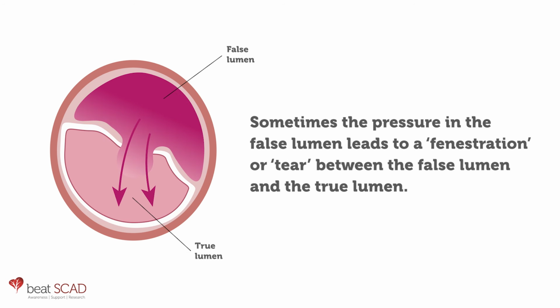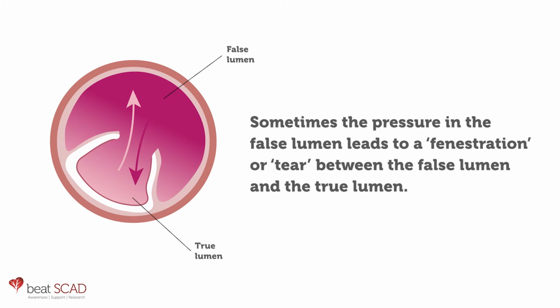The pressure in the false lumen sometimes leads to a fenestration or tear between the false lumen and the true lumen. While this depressurizes the false lumen and can be a first step towards healing, the flap of arterial wall at the site of the fenestration can sometimes block or reduce blood flow in the true lumen.